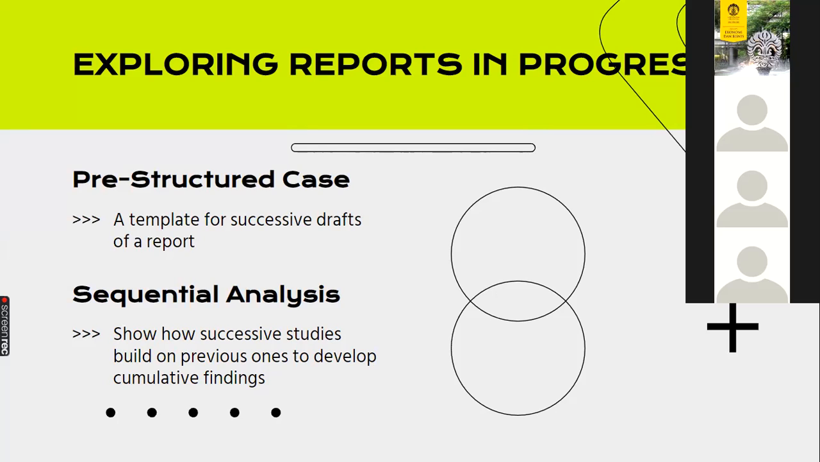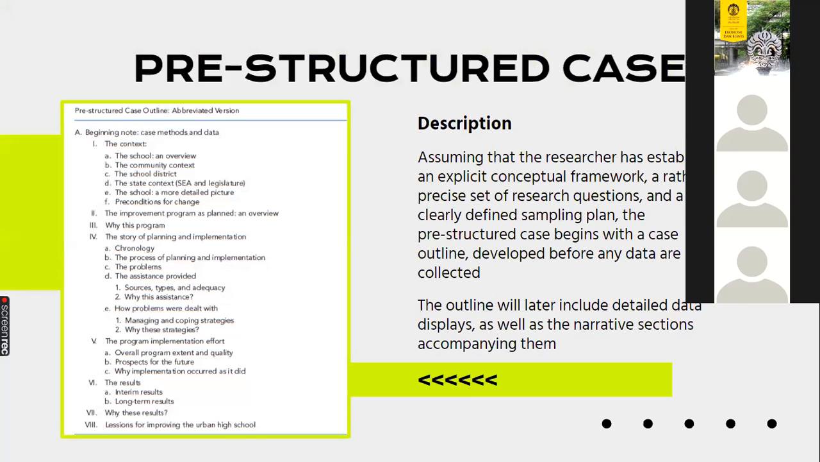Next, exploring reports and progress. We have two forms in exploring reports and progress. First is the pre-structured case, which is a template for successive drafts of a report. And second is sequential analysis, which shows how successive studies build on previous ones to develop cumulative findings. We'll begin with the first.